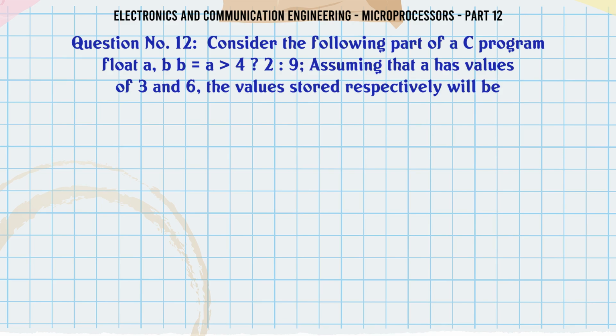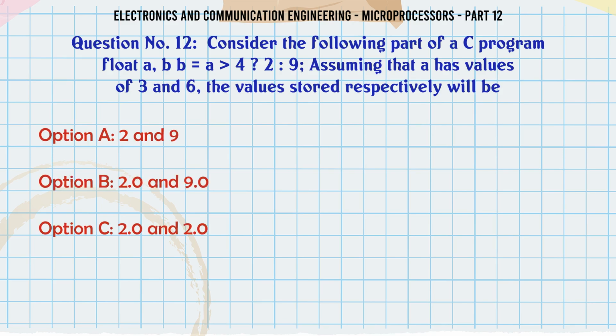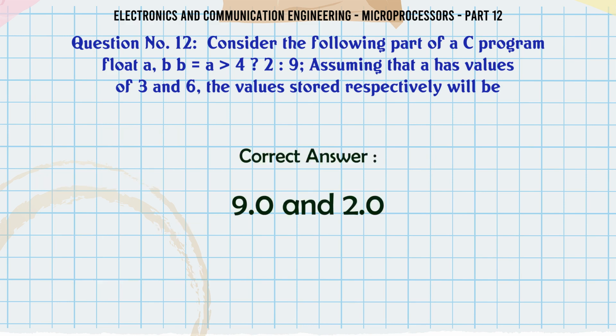Consider the following part of a C program: float A, B, B = A/4 * 2 + 9, assuming that A has values of 3 and 6. The values stored respectively will be A: 2 and 9, B: 2.0 and 9.0, C: 2.0 and 2.0, D: 9.0 and 2.0. The correct answer is 9.0 and 2.0.